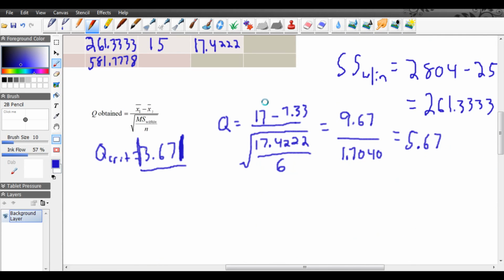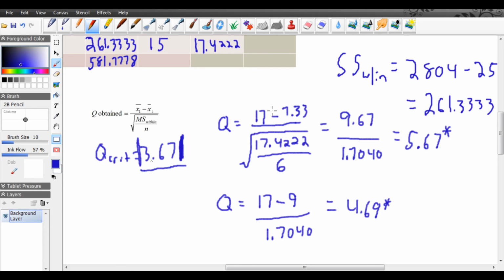So that's going to be 17 minus 9. Everything else in the equation is going to stay the same. We have Q equals 17 minus 9 over, so we don't have to do this math on the bottom again, we already have it, 1.7040. So 17 minus 9 divided by 1.7040 gives us 4.69, which is also going to be statistically significant according to our alpha, because it is greater than 3.67. So we can also say that the pizza condition led to significantly more books read than did the stickers group.